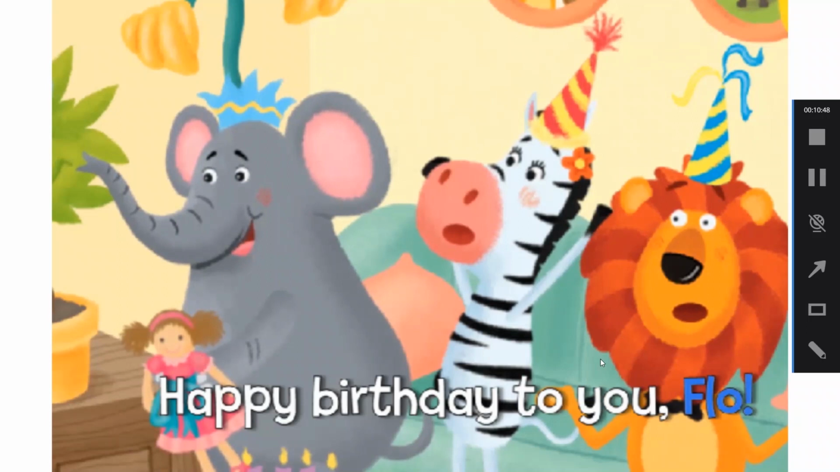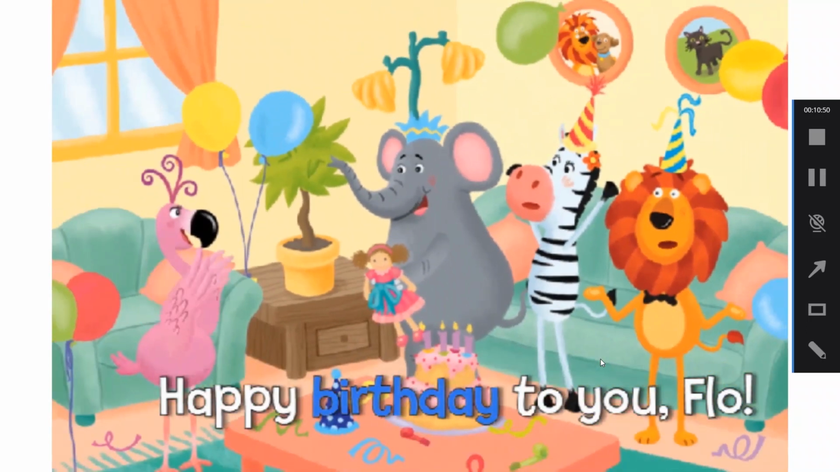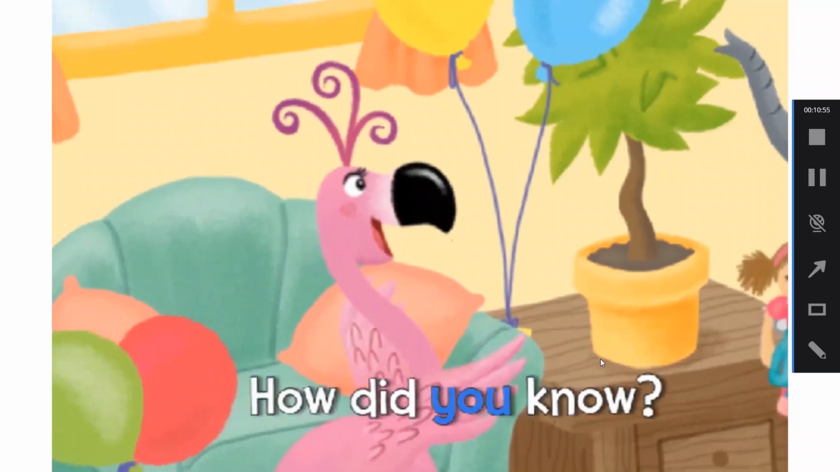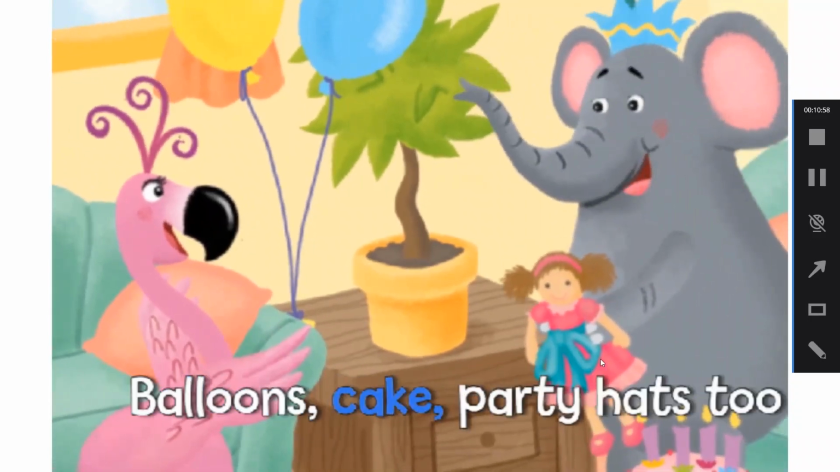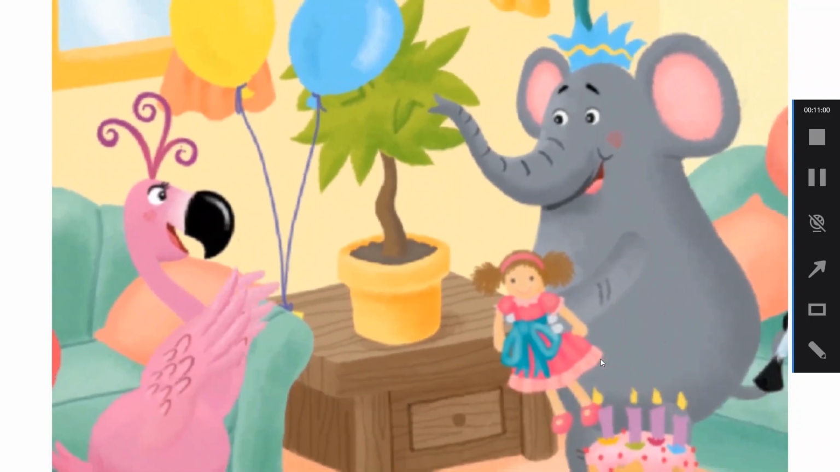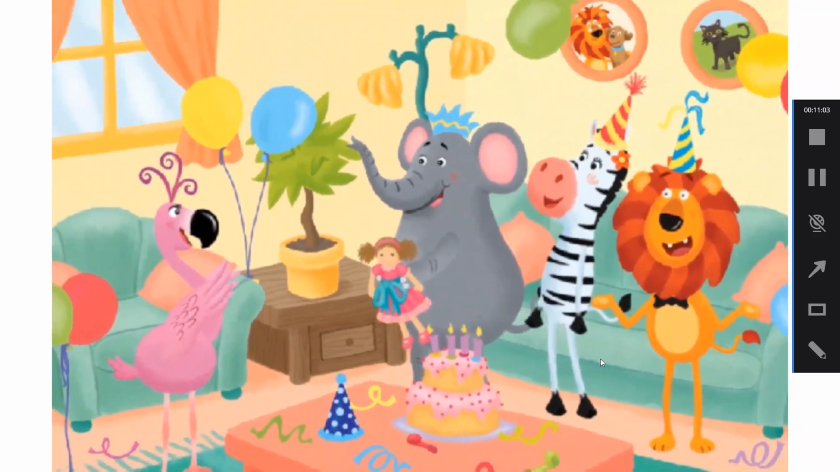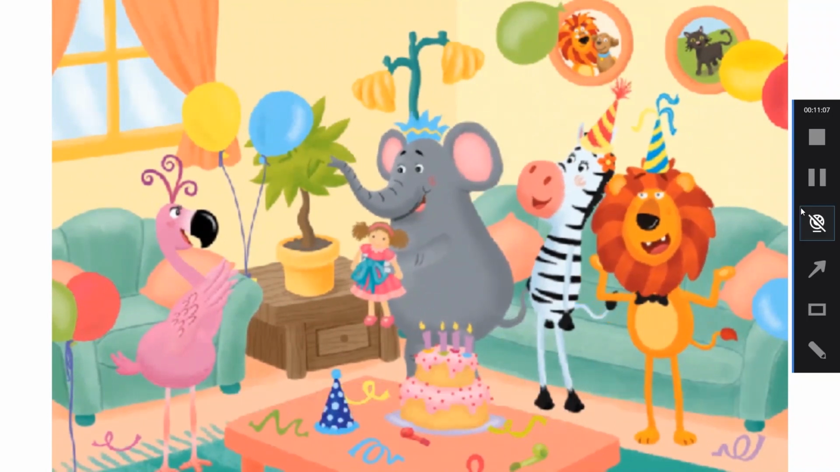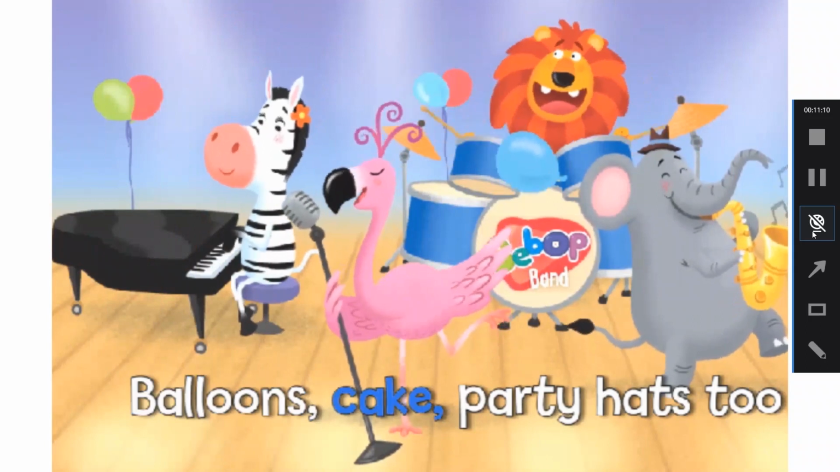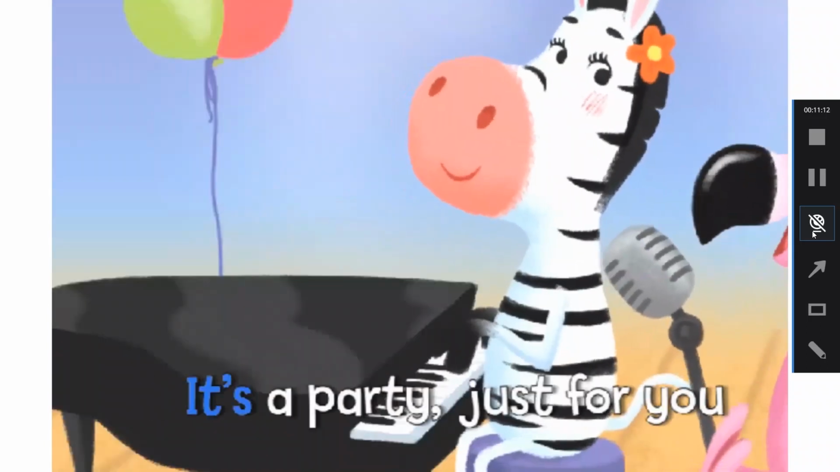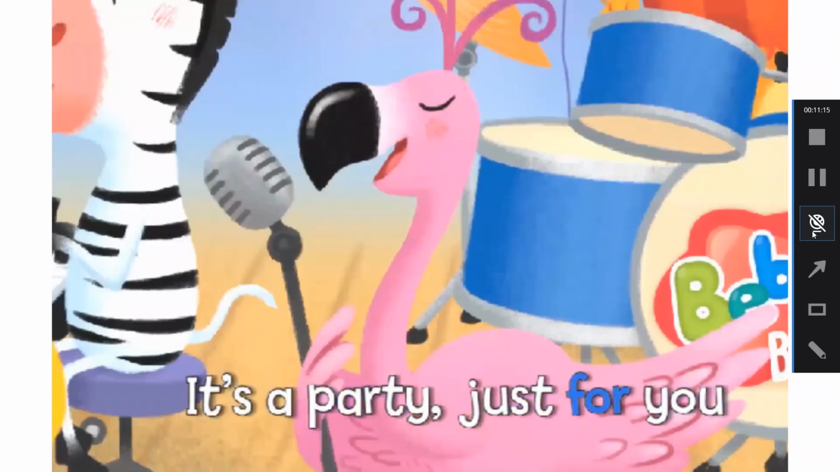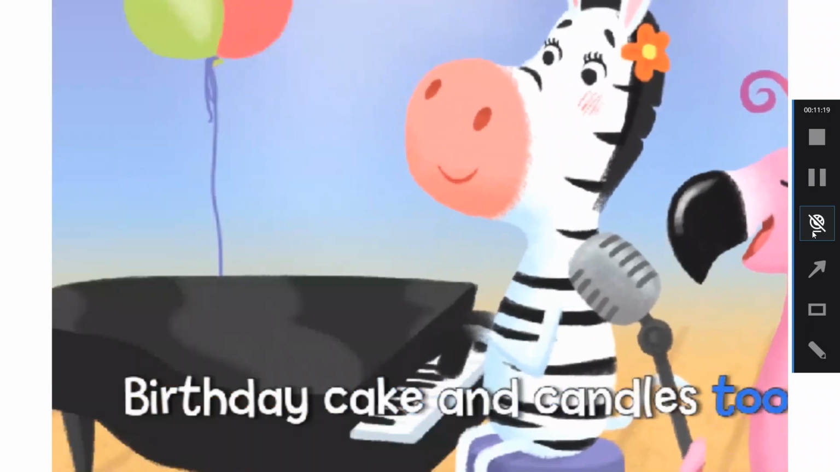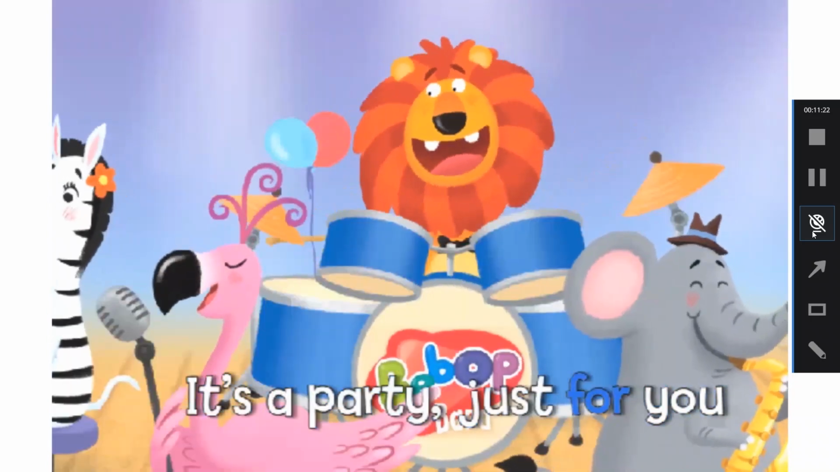Happy birthday to you, Flo. It is my birthday. How did you know? Balloons, cake, party hat too. Here's a pretty doll for you. Balloons, cake, party hat too. It's a party just for you. Birthday cake and candles too. It's a party just for you.